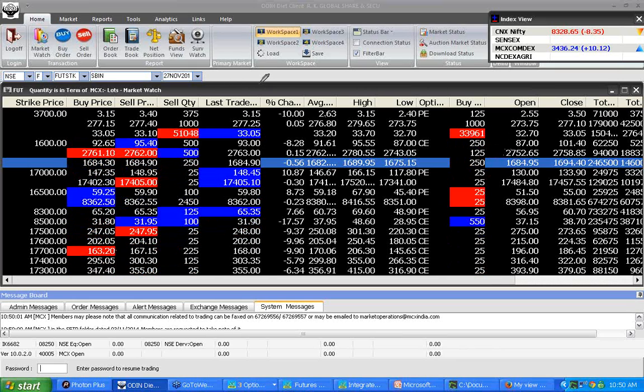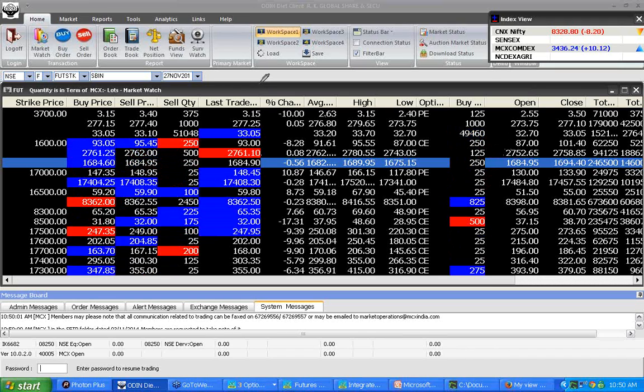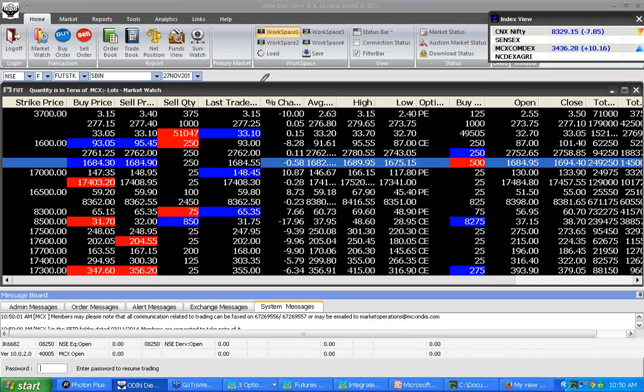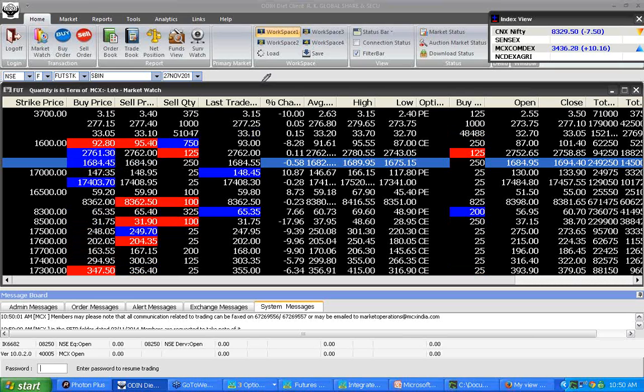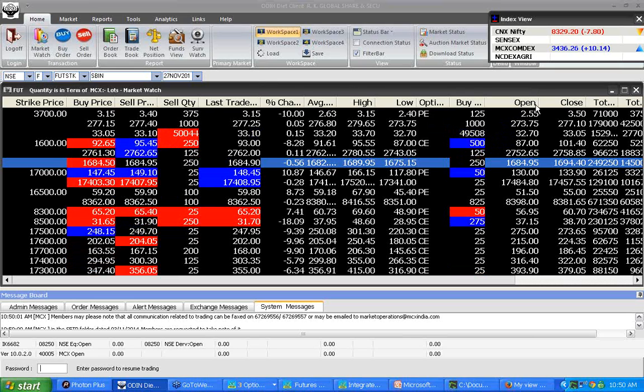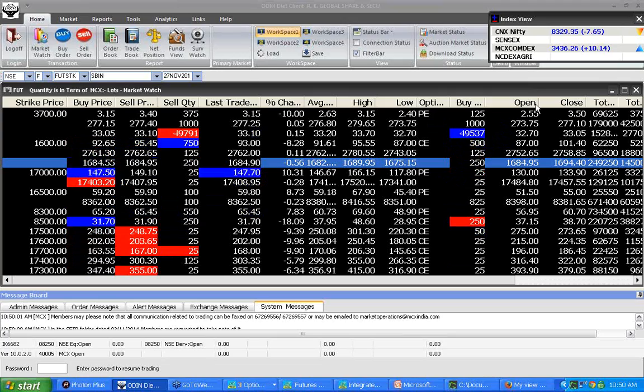All in all, this strategy is buying a Bank Nifty future along with 17,000 put option 4 lots. So with this, I will be ending today's session. Hope you have enjoyed this.